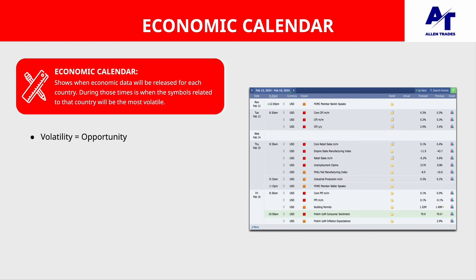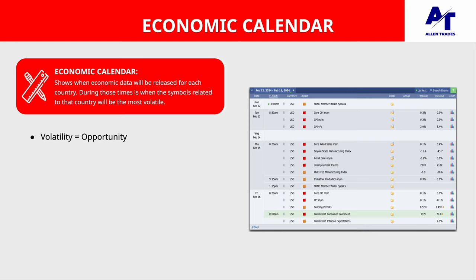So we have CPI on Tuesday. Thursday, we have core retail sales at 8:30 a.m., followed by regular retail sales and unemployment claims. And then on Friday, we have the PPI numbers coming out at 8:30, followed by another high impact news at 10 a.m. So the reason why we want to look at the economic calendar before we start our trading week is now we know that Tuesday, Thursday, and Friday are probably going to be the most volatile days, the best opportunity days. Now, this doesn't mean you can't trade on the other days. It's just, why wouldn't you want to know when the most volatility is going to occur?